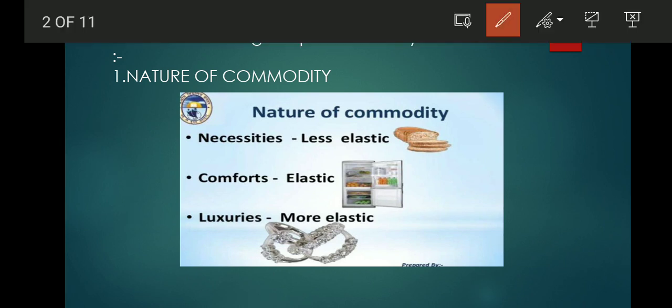There are three natures. First is necessity, second is comfort, third is luxuries. What is necessity, by the way? It's the basic need of a human being, like food. For example, we can take any food, let's take the example of bread. If the price of bread increases, just because it's a basic need, we're not going to stop buying it because we need it. So in such a case the demand will be less elastic, which means there will be less change in demand even though the price increases.